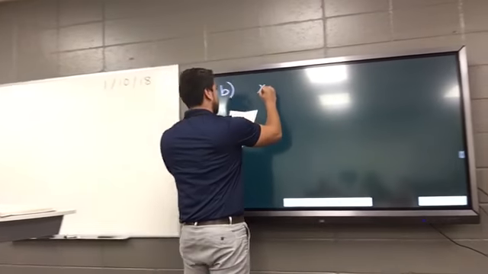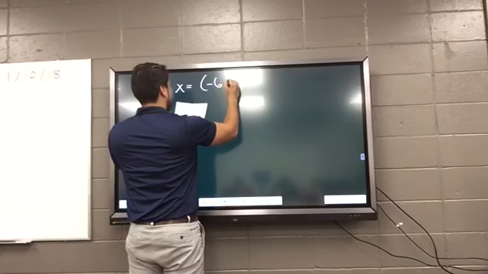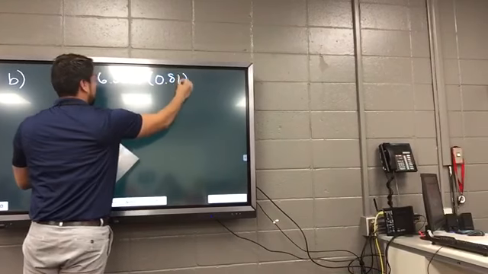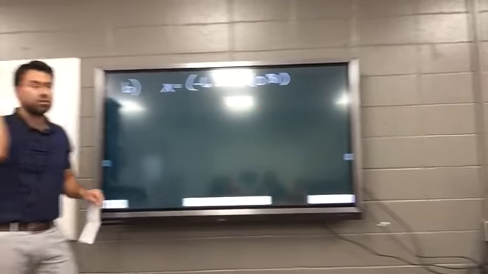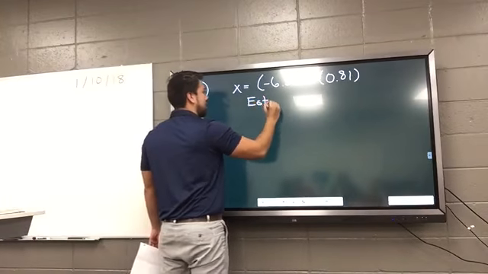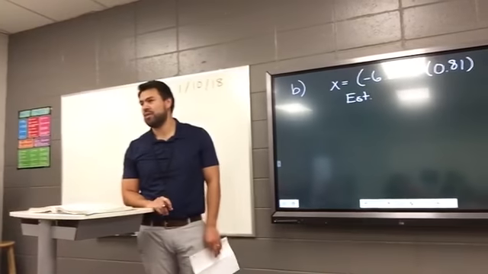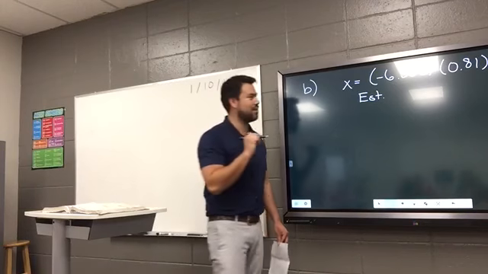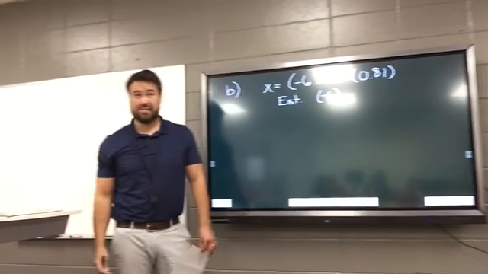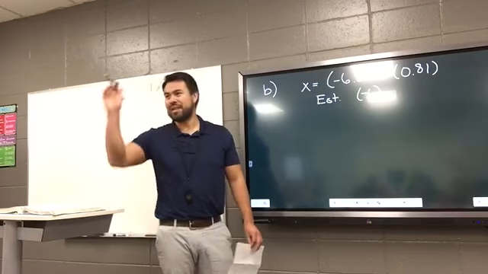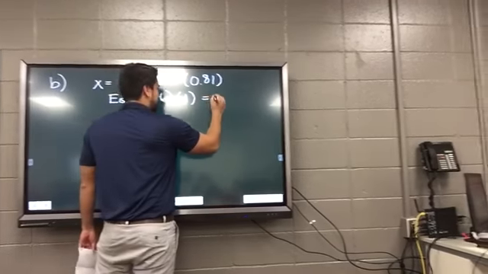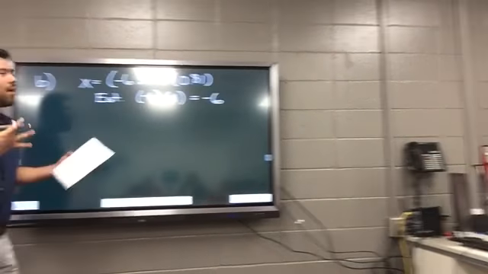B, x equals negative 6.302 times 0.81. Okay. Before I work this one out, you can do this mentally. You can write it down. I'm going to estimate an answer. So what would you round negative 6.302 to? Negative 6. All right, so negative 6 is a good one. And then what about 0.81? 1. And what's negative 6 times 1? Negative 6. So that's an estimate. That's about what my answer should be.